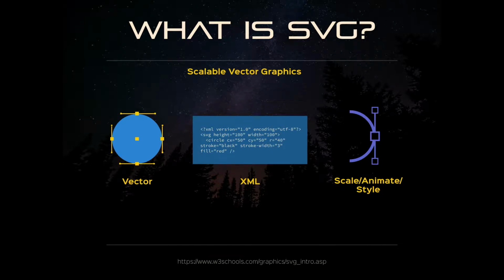We use it in graphic design a lot for the same thing. When you send files to print, you want them to be crystal clear no matter how big or small it gets printed. And one of the beauties of SVG is you can scale it, as we just talked about, animate and style it. You can use a couple different methods that we'll talk about to animate it, and styling, of course, with CSS.